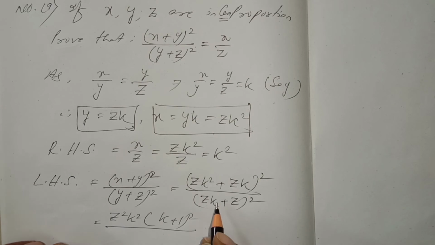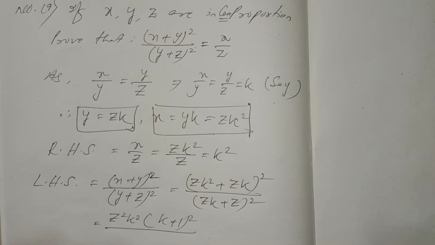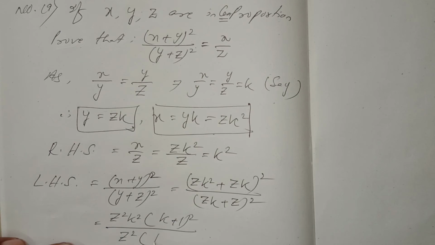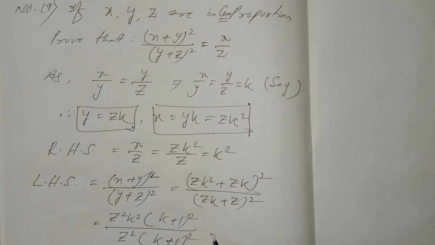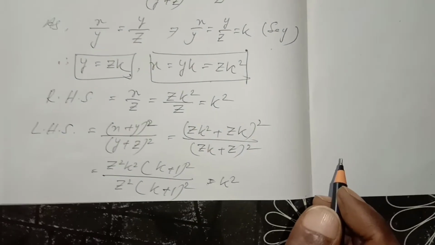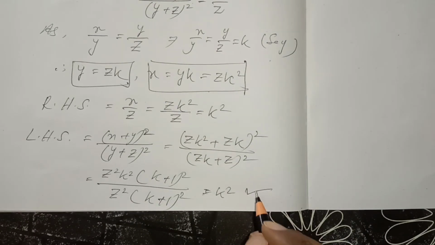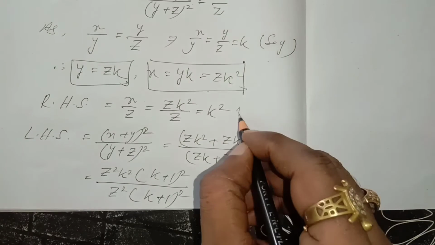And in the denominator, also the same thing, you can take z common. If you take z common, what will be the result? This will be z square, and k plus 1 is left, k plus 1 whole square. Now z square cancels, this will also cancel, left k square. Just you see. So what is your left hand side, what is your right hand side? Left hand side k square, right hand side also k square.